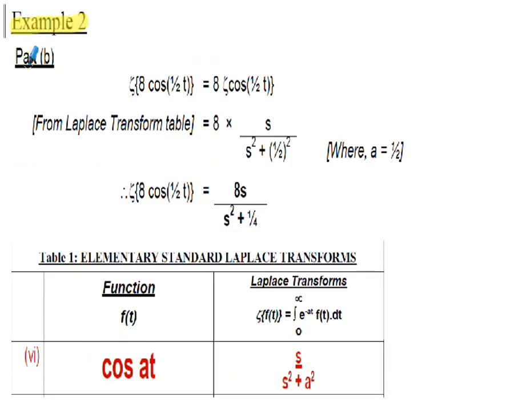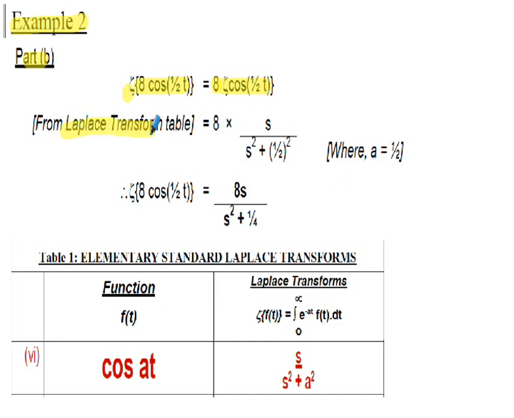Example 2, part B, we're asked to find the Laplace of 8 multiplied by the cos of a half of t. I can write that as 8 multiplied by the Laplace of the cos of half of t, because the 8 is a factor on the cos function.